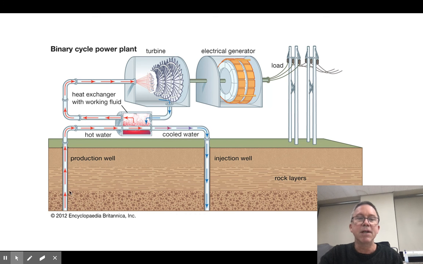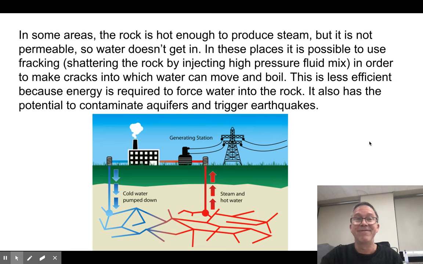But the bottom line is there's two loops. There's the hot water loop coming up from down below and back down. So that's just groundwater that's really hot. And then there's this other loop here, which is the working fluid, which is actually vaporizing and turning the turbine. Pretty cool, huh? Man, whoever thought that was having a great day.